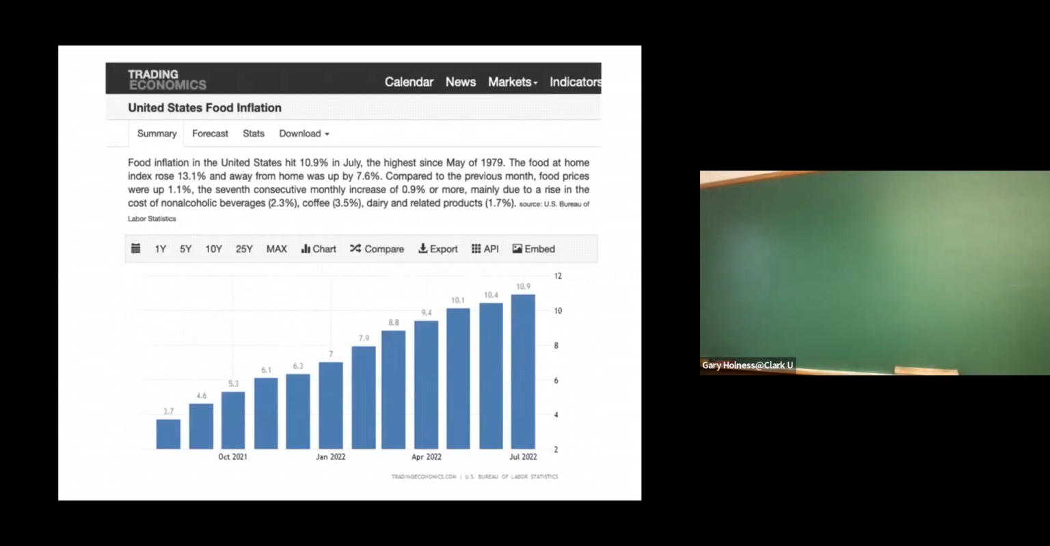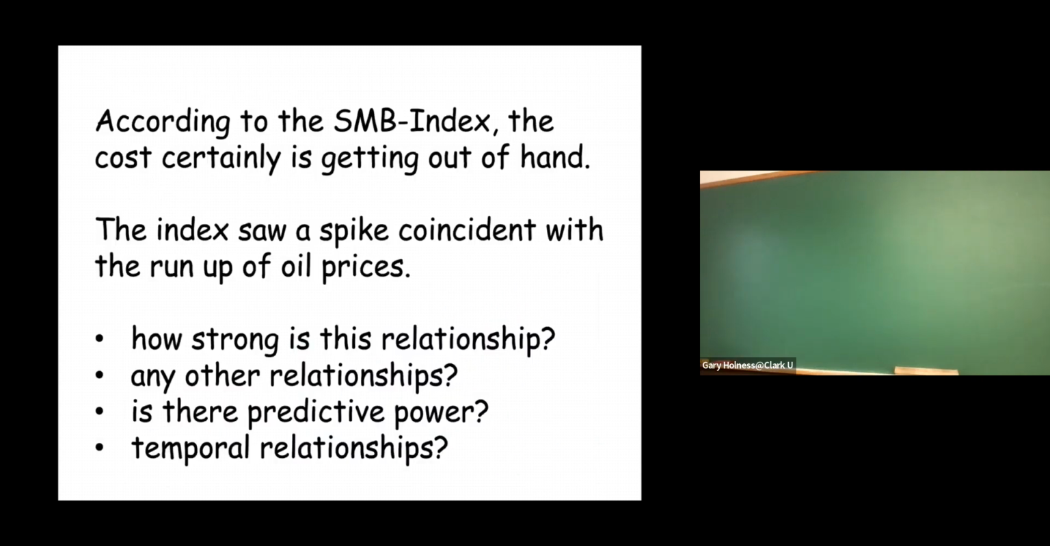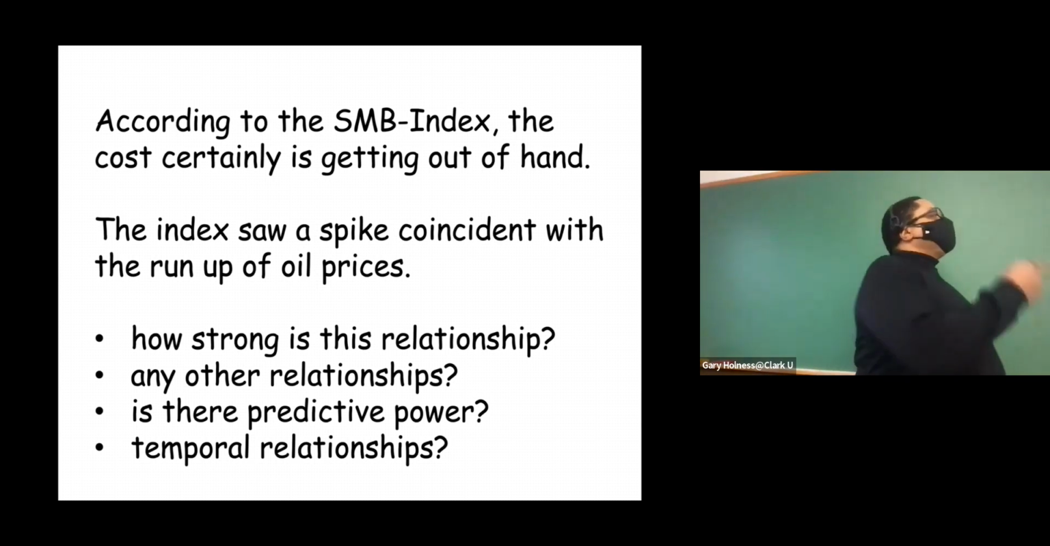Yeah? All right. And so we also went to some economic indicators, some statistics, and it did confirm for us that inflation absolutely did spike, and 10% inflation is absolutely huge historically. And yes, the price of spaghetti and meatballs did get out of hand, and it coincided with the increase in oil. Okay. Any questions? Make sense? No? All right. And so we said when we communicated, according to the SMBI index, what this statistic or this model that we created, yes, it did get out of hand, and we saw a spike coincident with the run-up of oil prices, but we're not done.